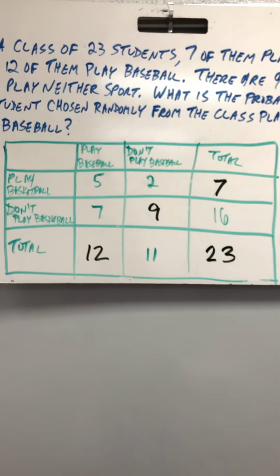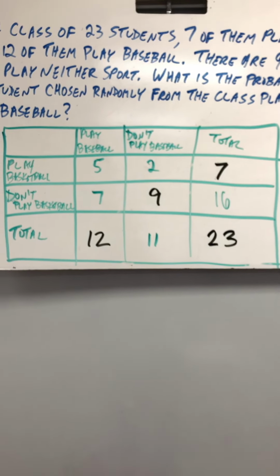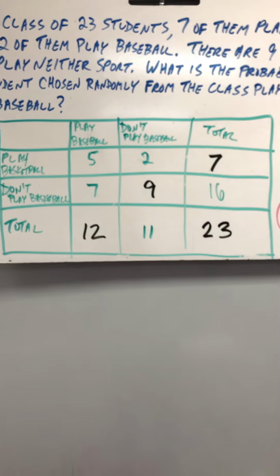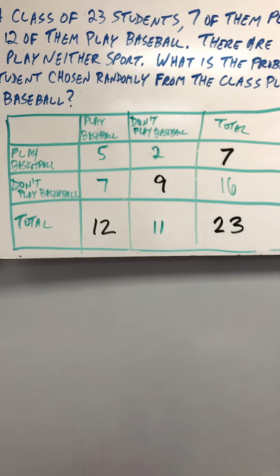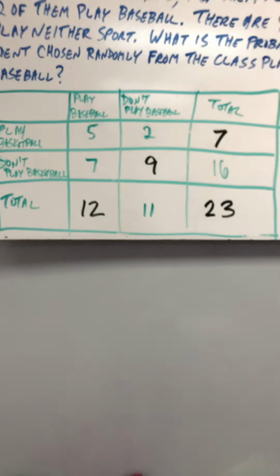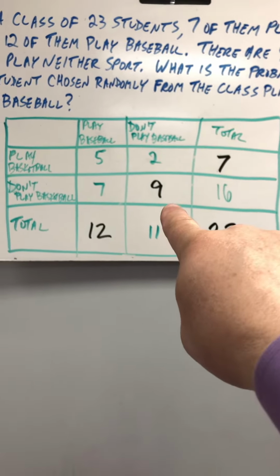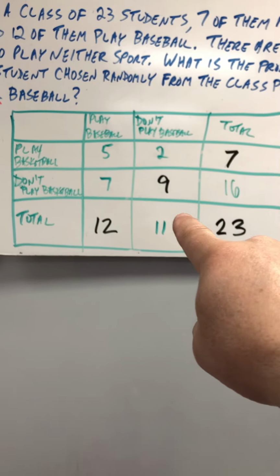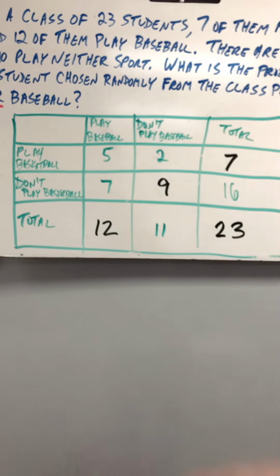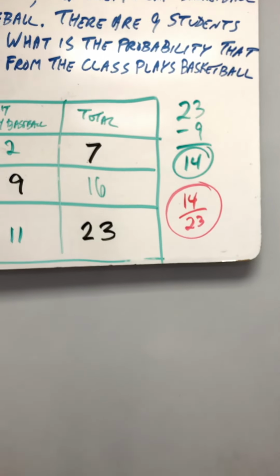So what's the probability that a student plays either basketball or baseball? Here's the best way to do that. Just take the 23 total students and subtract the number that play neither. 23 minus 9 is 14. So your answer is going to be 14 out of 23.